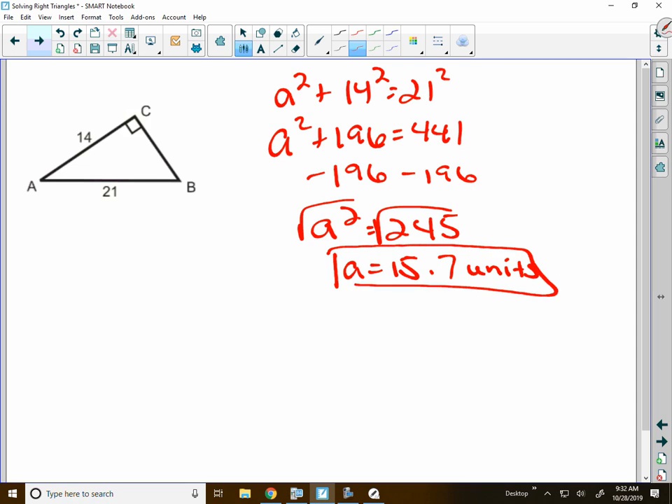Now, do you think I want you using 15.7 for the rest of your work? Not if you can help it. Because we rounded it, that's going to carry the rounding to everything else.